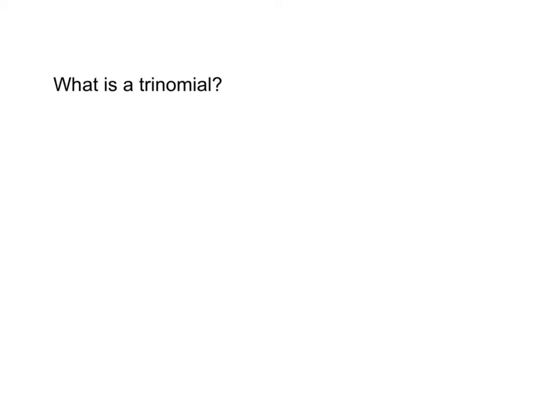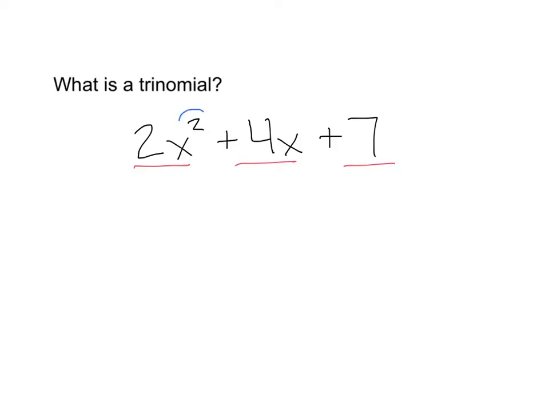For example, 2x squared plus 4x plus 7 is a trinomial. It has 1, 2, 3 separate terms. As we look at factoring trinomials, we'll very specifically be looking at trinomials that have a power of 2 as the primary exponent. Okay, this is looking at a quadratic function.